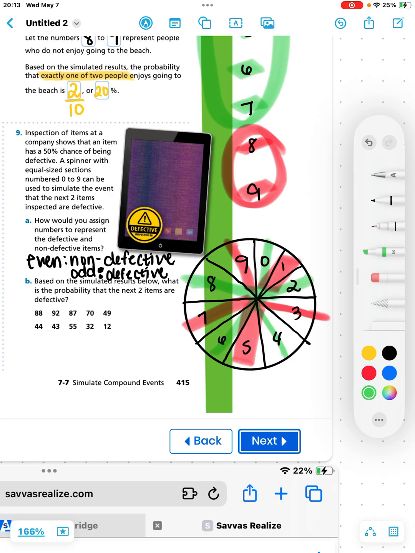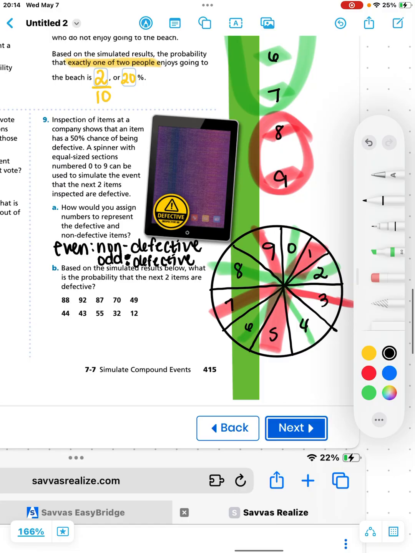Based on the simulated results below, what is the probability that the next two items are defective? So this is very much on your own. It depends on what you labeled your spinner. For instance, probability that the next two items are defective. Well, that means both. Both are defective.